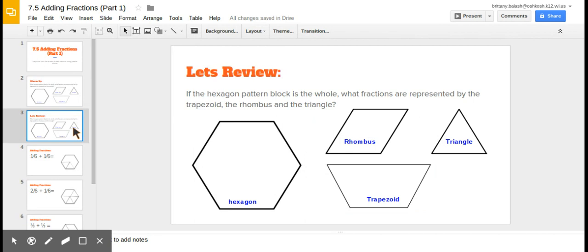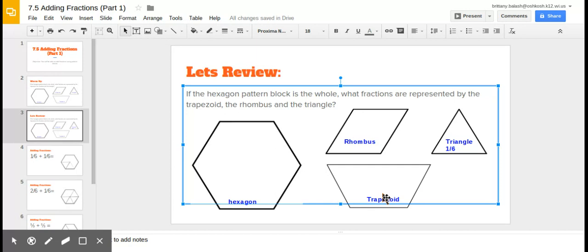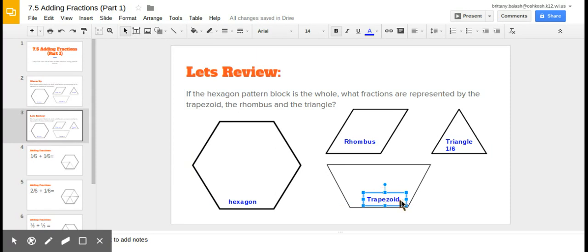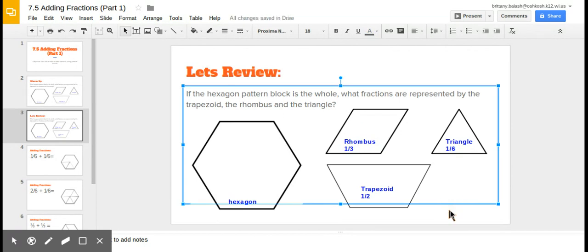So let's review. If the hexagon pattern block is whole, what fractions are represented with the trapezoid, the rhombus, and the triangle? Well, remembering that if the hexagon is the whole number, then the triangle is 1/6 of the whole hexagon. Okay, the trapezoid would be represented as 1/2, and the rhombus will be represented as 1/3. Okay, so that's what we did yesterday.